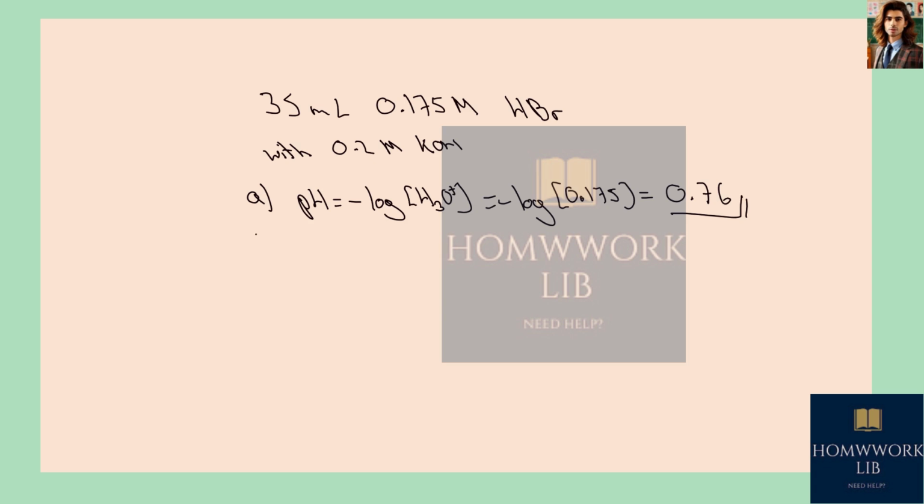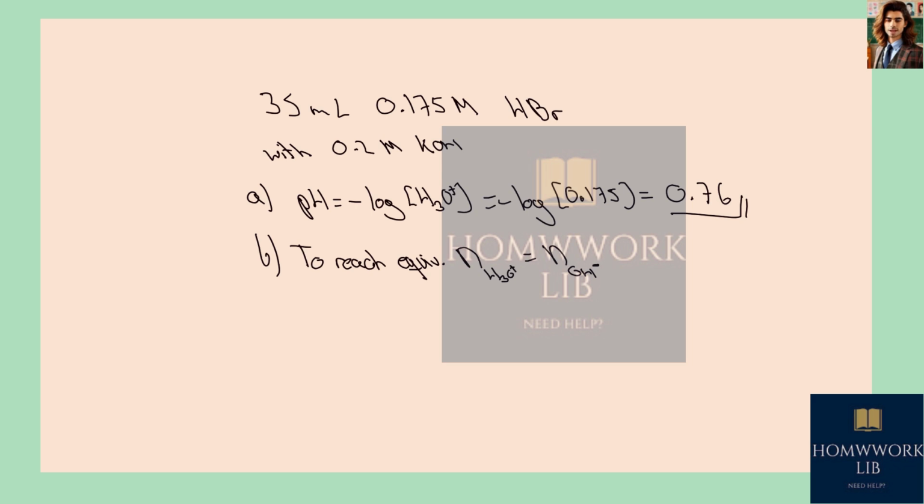So next up, let's go with part B. In B, we have what is going to be the volume of added base required to reach the equivalence point. So to reach the equivalence point, the amount of mole of H3O plus present in the solution needs to be equal to the amount of mole of OH minus that we are adding.